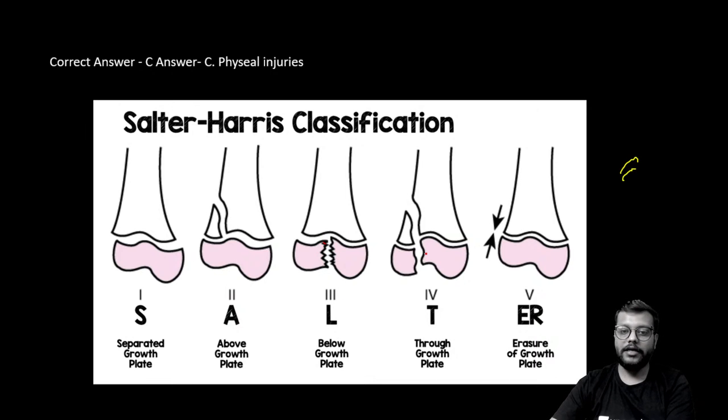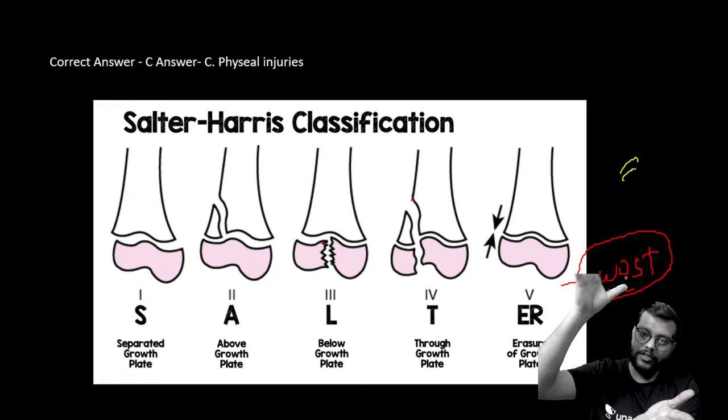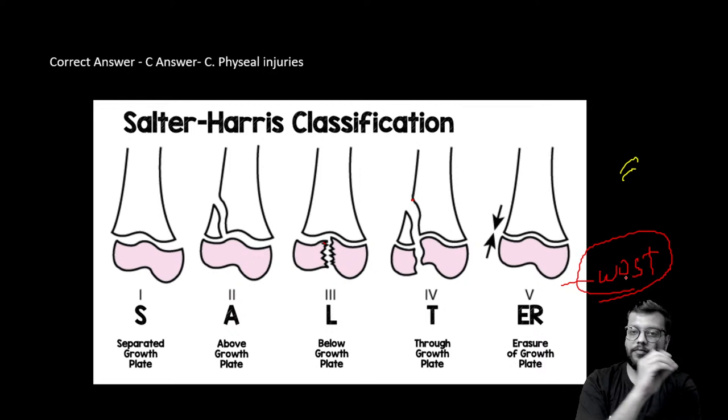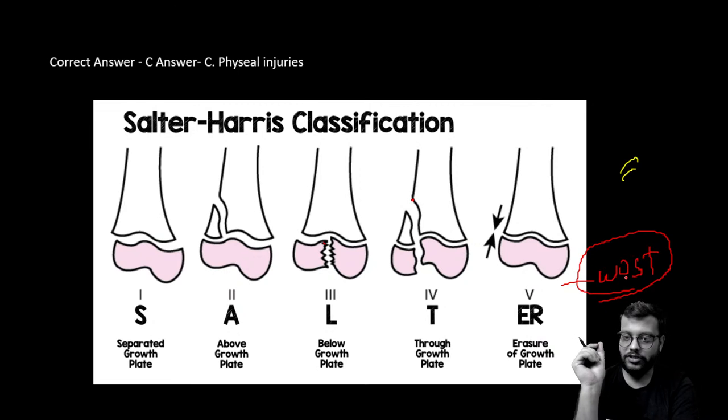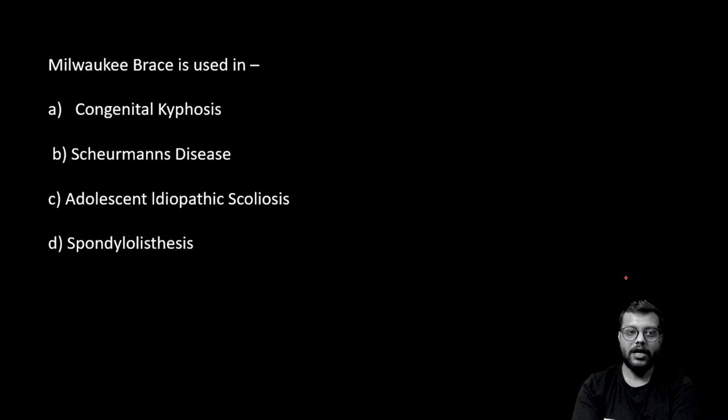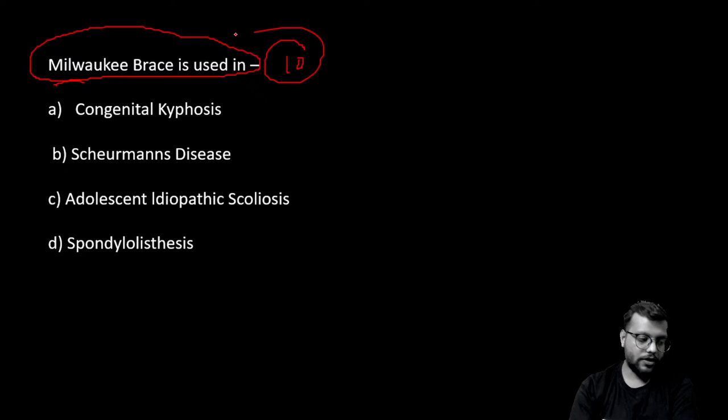सॉरी, in type 4 दोनों का fracture होगा. And the worst prognosis is the type 5, where there will be this compression and there will be erasure and complete destruction of the growth plate. This is your Salter Harris classification. Now next question is: Milwaukee brace is used in... here are your 10 seconds.